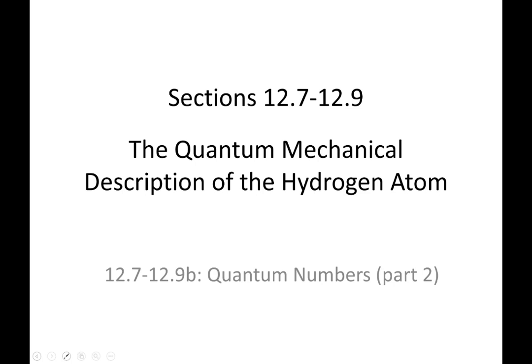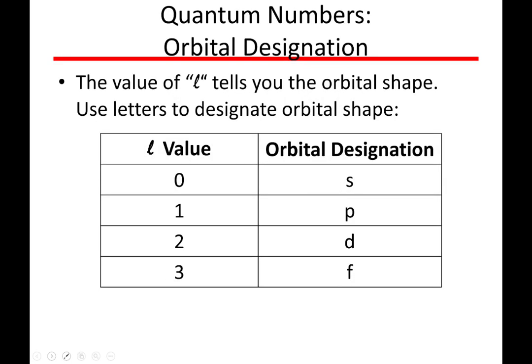Let's continue our discussion of quantum numbers. We're now going to focus a little bit more on the value of L. The value of L, I've indicated before, tells you information about the orbital's shape. And what we're going to do is use letters to designate what type of shape we're dealing with for each different subshell that you would have.